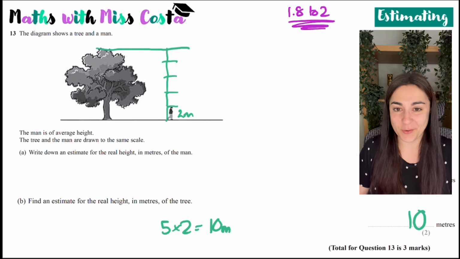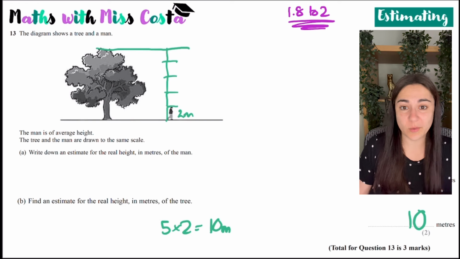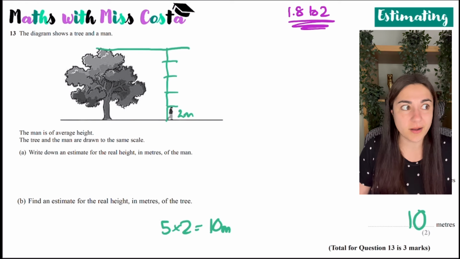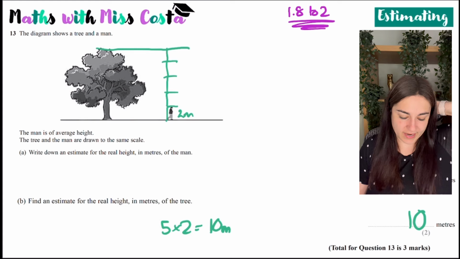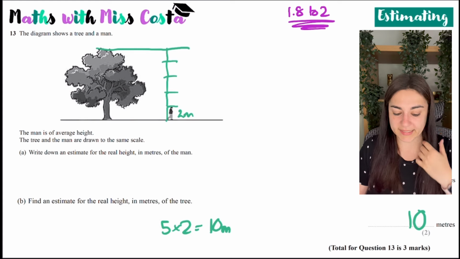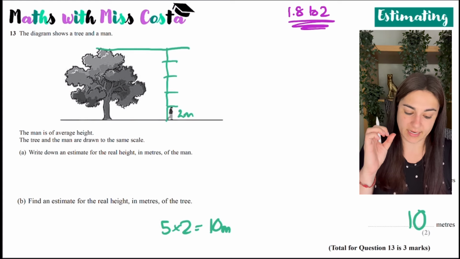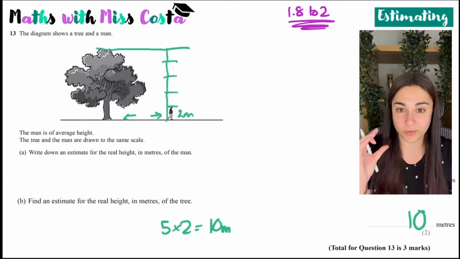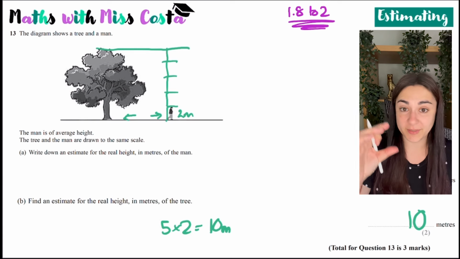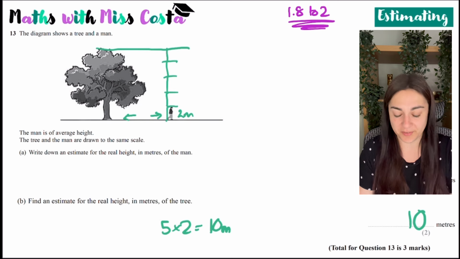And that's how I do that question. So when you're estimating, use your real world knowledge. You might know how tall you are. So how tall are you compared to the average man? And then use that. It's drawn to scale, so it means that whatever this height is, this is drawn in the same proportion. So if the tree is 5 times larger on the scale, then it would be 5 times larger in real life.